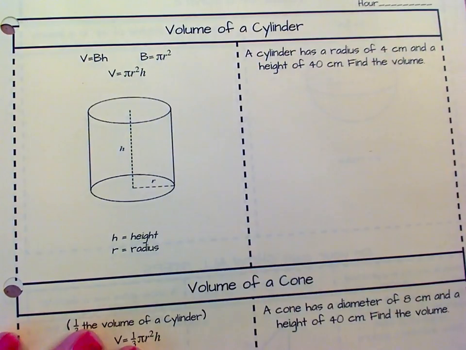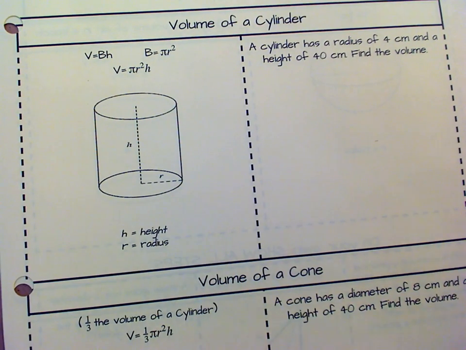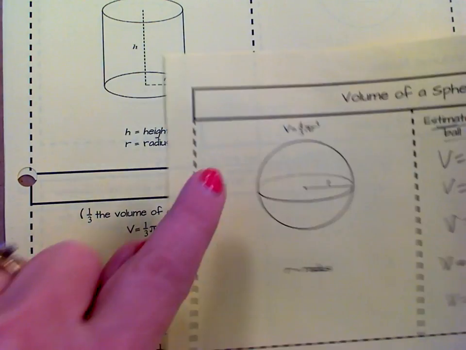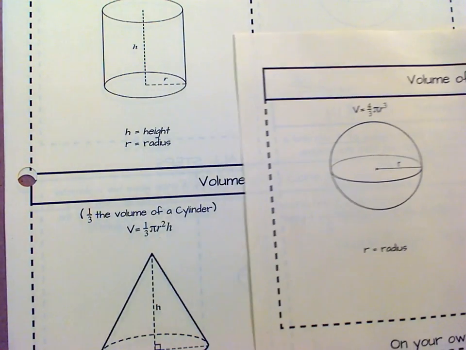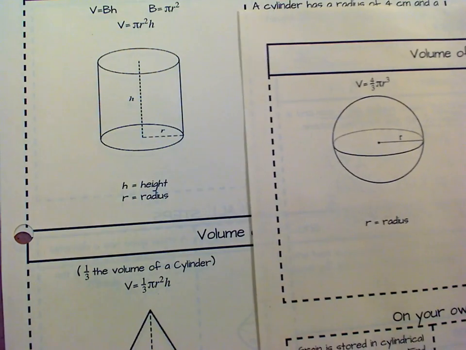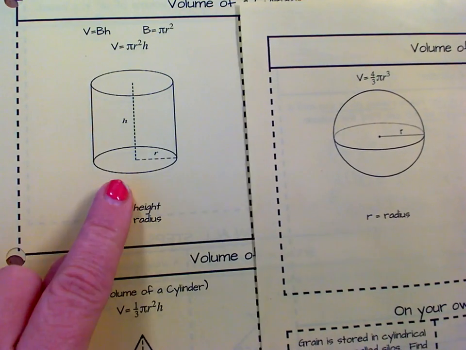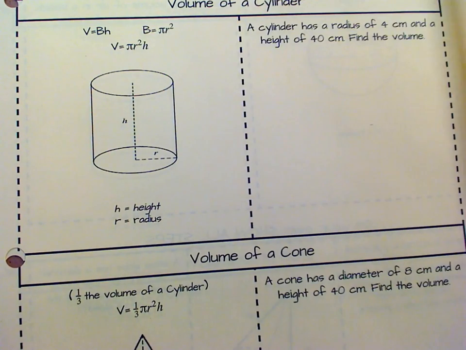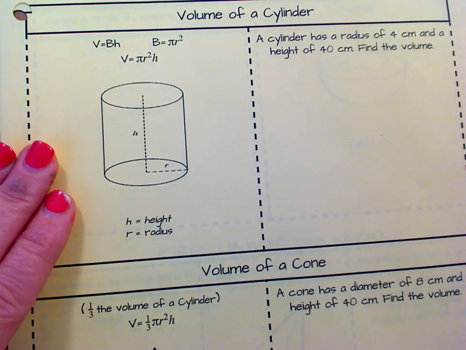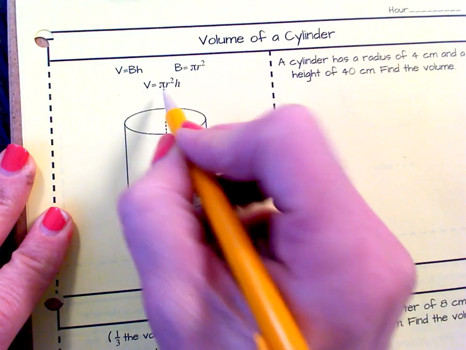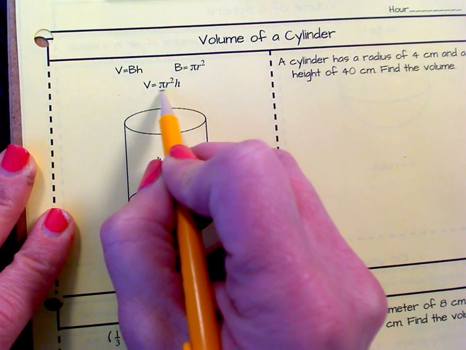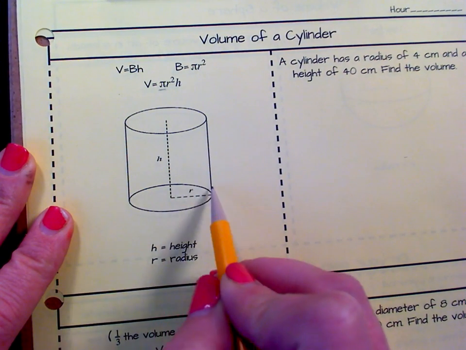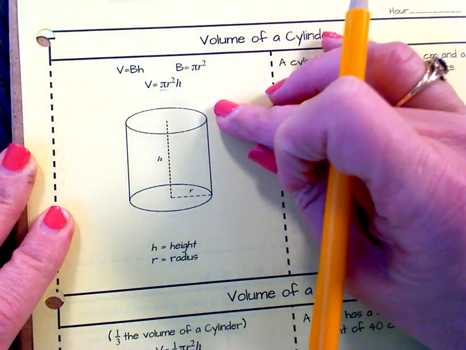So for a cylinder, let me back up. First of all, these three shapes, a cylinder, a cone, and a sphere, all have something in common. If you look closely, they all have one shape in common, and that's the circle. So they all have a circle part to them. When we think of a circle, you will see pi, and you'll need the radius. So we'll talk about that.